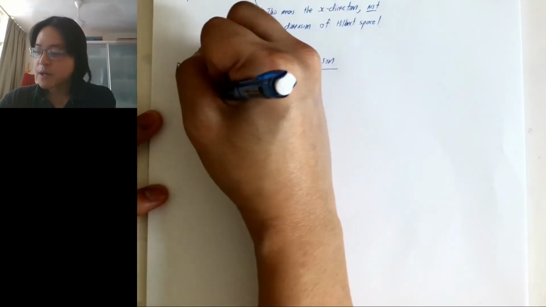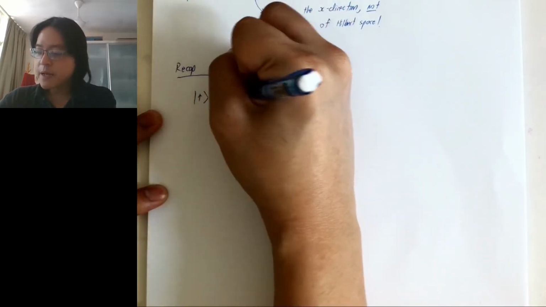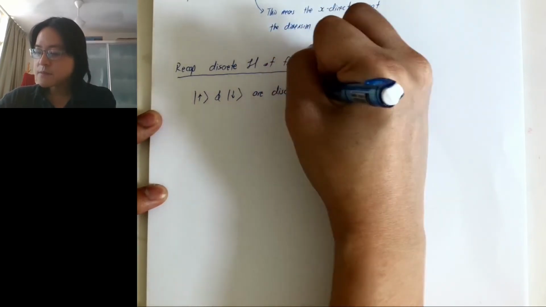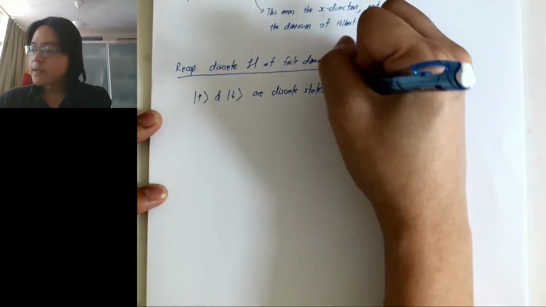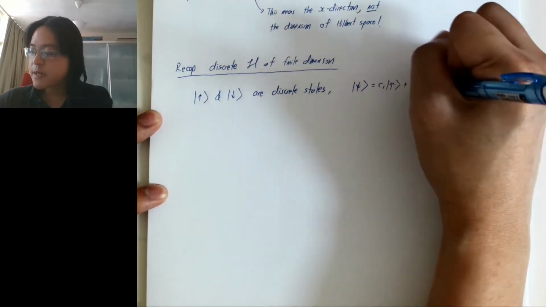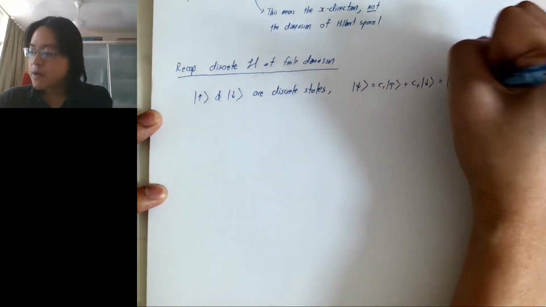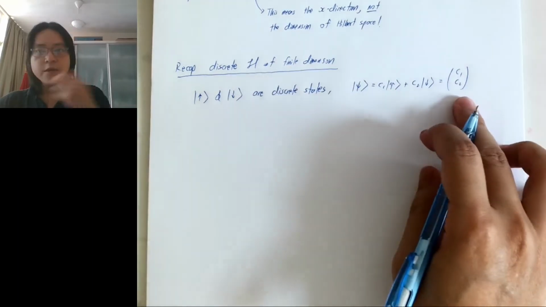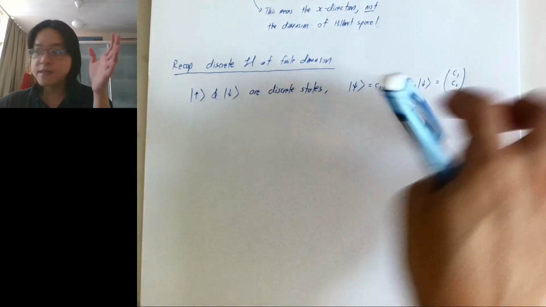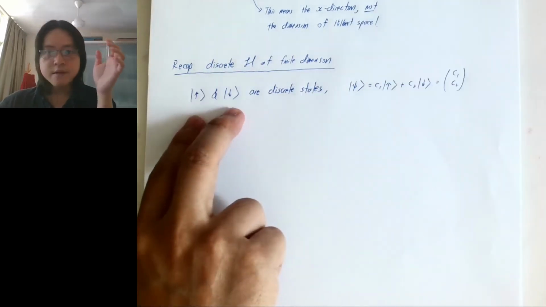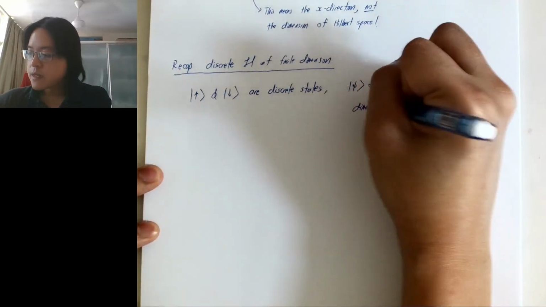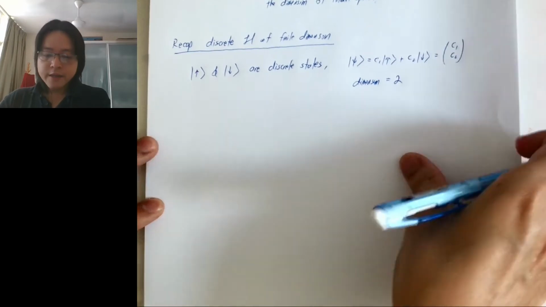We have been talking about particles of spin up and particles of spin down. So these are discrete states, right? And then we describe an arbitrary state by C1 spin up plus C2 spin down, and we represent this as a column vector, C1 and C2. That means the dimension of Hilbert space here, I have two linearly independent bases. So the dimension here is 2, right?